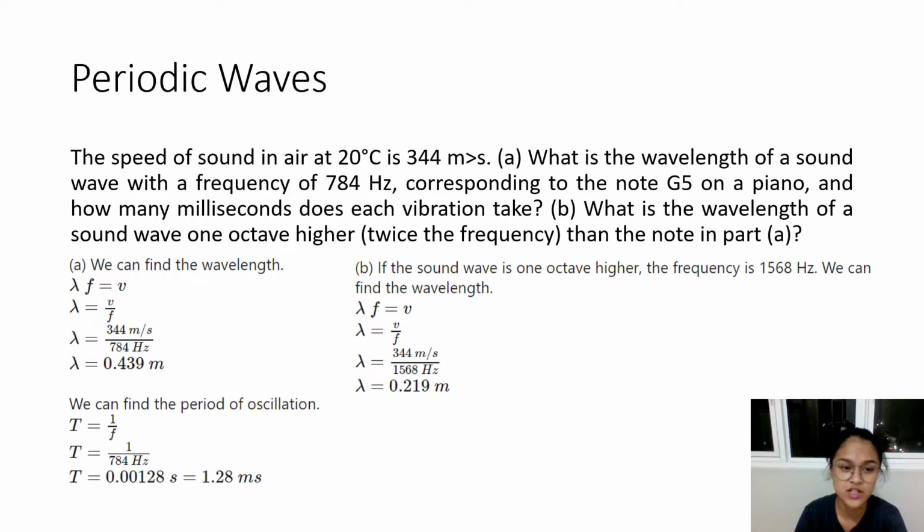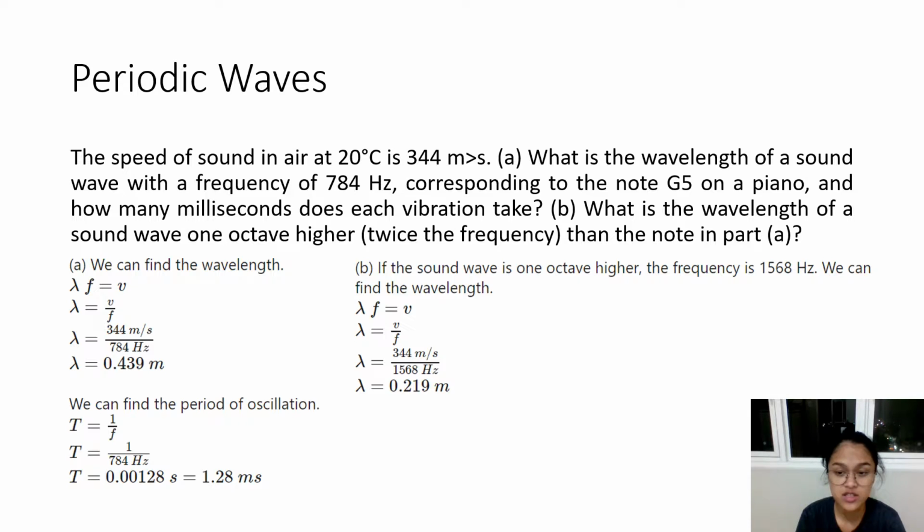So now, since we have the frequency, we can get the period of oscillation. We'll use the equation T equals 1 over the frequency, and that's going to be 1 over 784 hertz, and we will be getting 1.28 milliseconds.